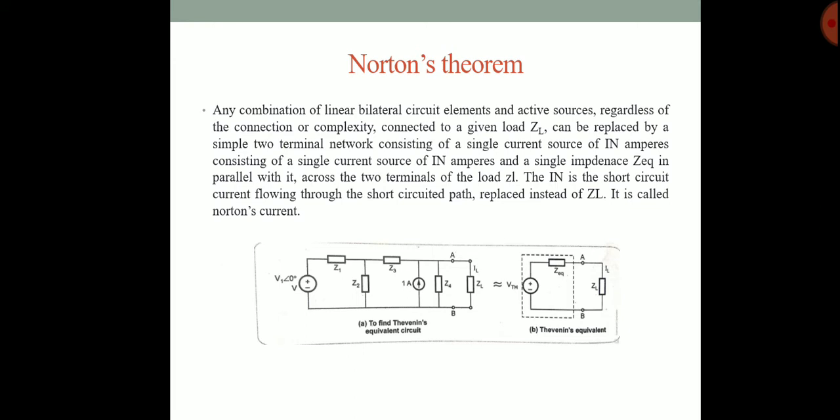The equivalent impedance of the given network is viewed through the load terminals with the load impedance removed and all the active sources replaced by their internal impedance. If the internal impedances are unknown, then the independent voltage source must be replaced by a short circuit, while the independent current source must be replaced by an open circuit, while calculating the equivalent impedance of the Norton circuit.